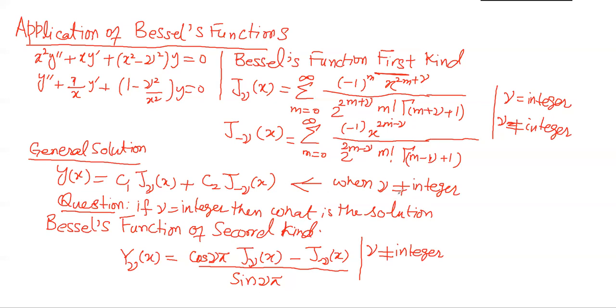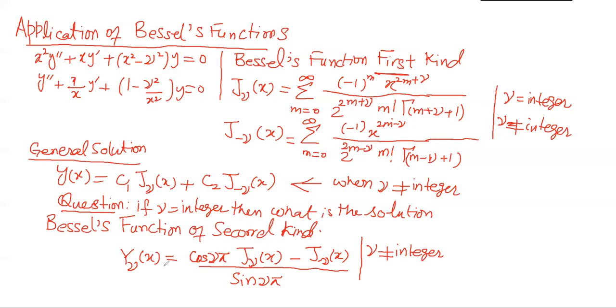If nu is not an integer, a more simplified way of representing the solution is by this. But even if it is not an integer, we still can represent it with the Bessel's function of the second kind. On the other hand, if nu is an integer, then we cannot represent it like this. Then the only choice is the Bessel's function of the second kind. So the Bessel's function of the second kind allows both integer and non-integer values.